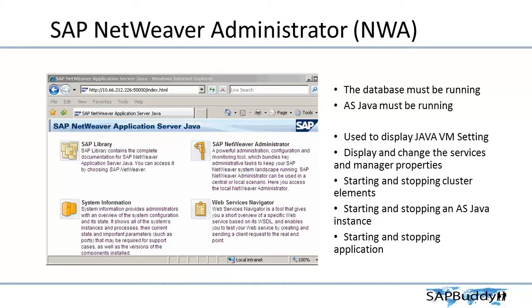For example, starting and stopping your instances, checking configuration settings, logs and monitoring. These are all things we can use from the NWA itself. Basically, the NWA displays all the monitoring infrastructures. For example, alerts, which can be current alerts or historical alerts, can be centrally monitored.